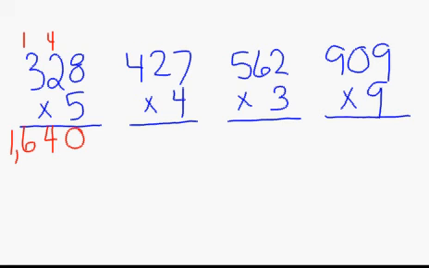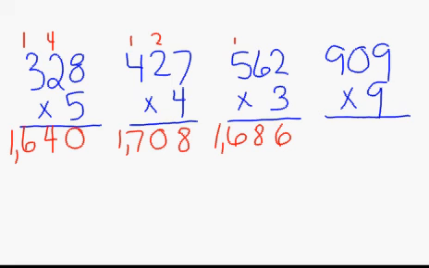This one is 4 times 7 is 28. 4 times 2 is 8, plus 2 is 10. 4 times 4 is 16, plus 1 is 17. For the next one, 3 times 2 is 6. 3 times 6 is 18. Regroup the 1. 3 times 5 is 15, plus 1 is 16.